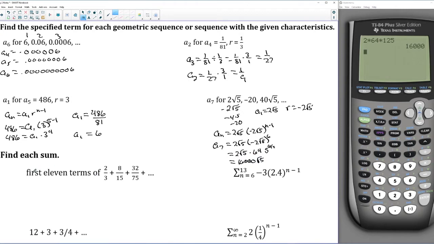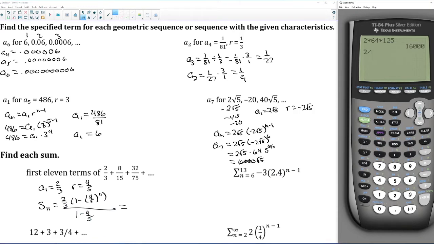Find each sum. The first 11 terms of this series right here. Well, A sub 1 is 2/3, and it looks like we're multiplying by 4/5. A sub 1 is 2/3 and r is 4/5. And we need the sum. This is geometric. So S sub 11 is equal to A sub 1 times 1 minus r to the 11th divided by 1 minus r. And we go to the calculator for this one.